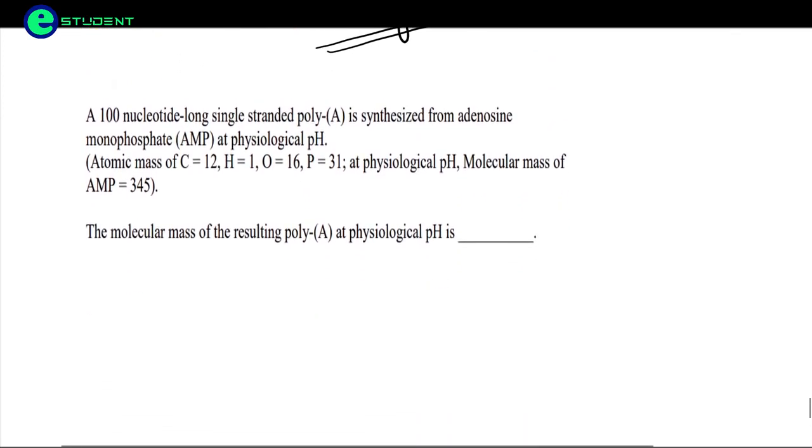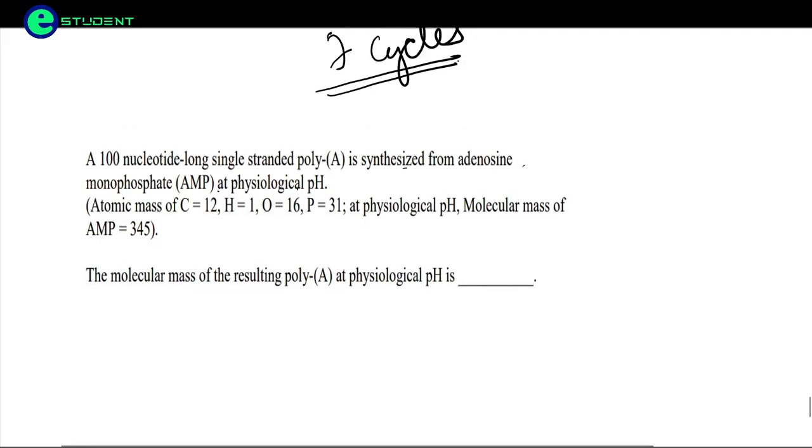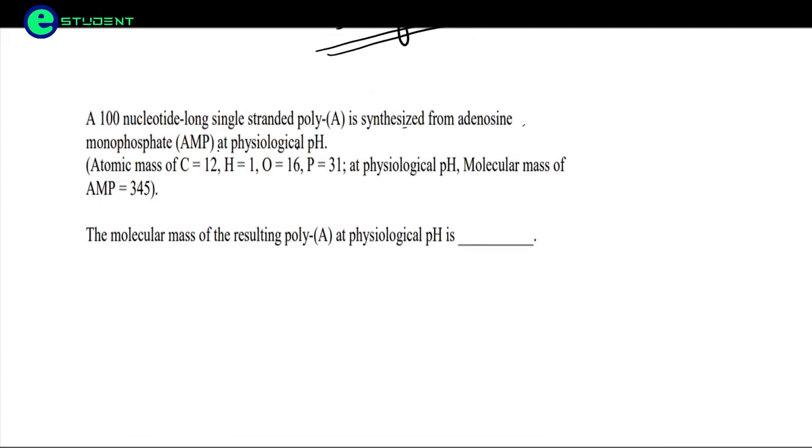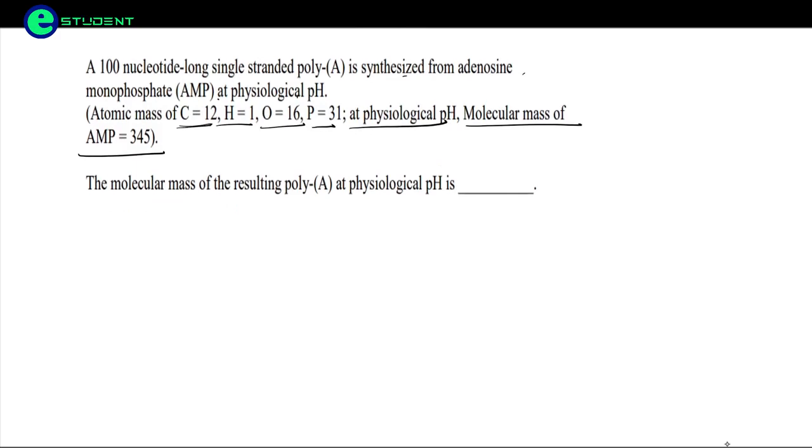Coming to the next question. A 100 nucleotide long single strand poly A is synthesized from adenosine monophosphate at physiological pH. Atomic mass of carbon C12 is 12, hydrogen is 1, oxygen is 16, phosphorus is 31. At physiological pH, molecular mass of AMP is 345. The molecular mass of the resulting poly A at physiological pH is?